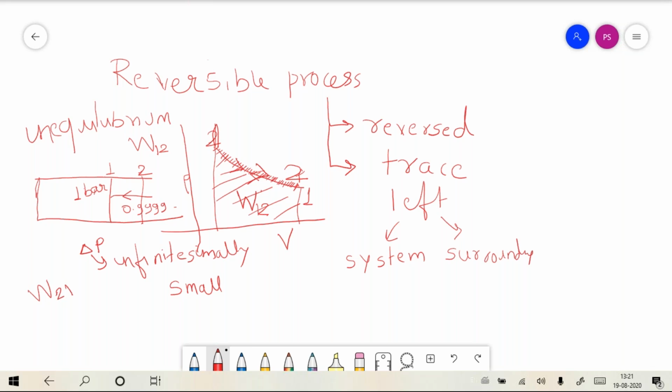We need to have equilibrium, near equilibrium. As the process proceeds, it has to go through near equilibrium states, that is, almost equilibrium states. And the second thing is that there has to be no dissipation, so that there is no trace left behind after the initial state is regained, after the process is reversed. There has to be no trace left within the system and the surrounding.